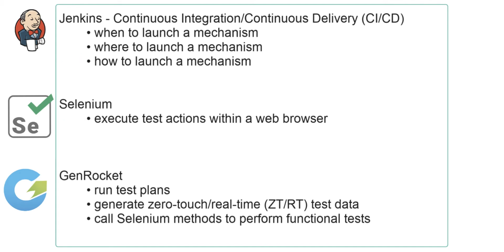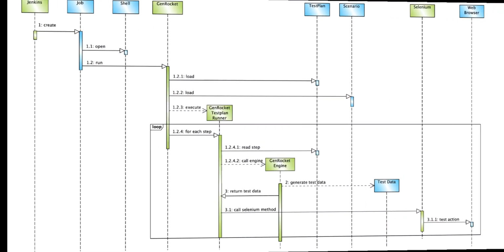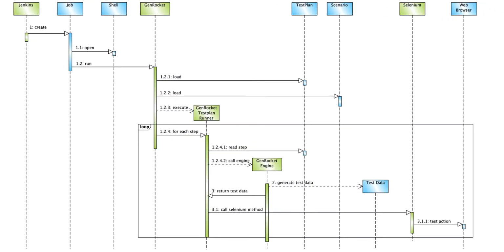And with GenRocket, you can run test plans, generate zero-touch real-time test data, and call Selenium methods to perform functional tests. Let's take a look at a simple sequence diagram to see how these three components work together. Oh, hold on. This is not as complicated as it looks.